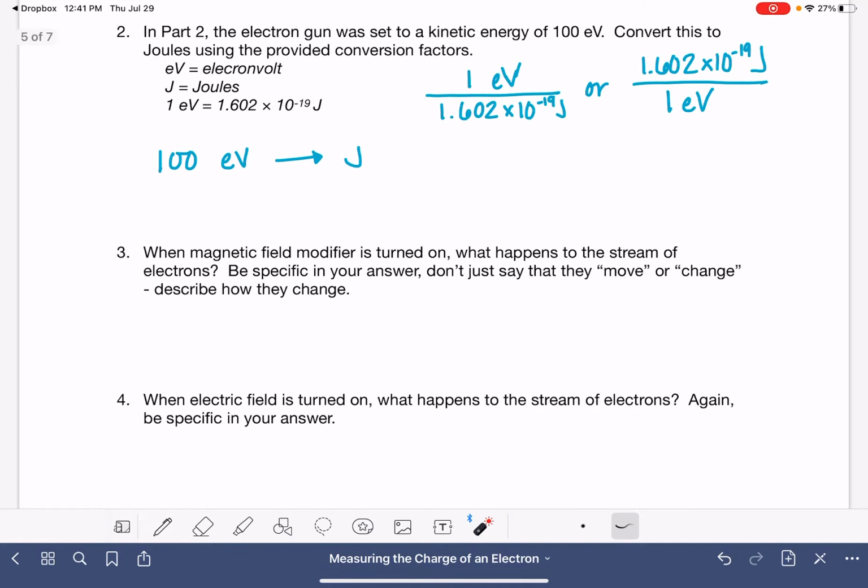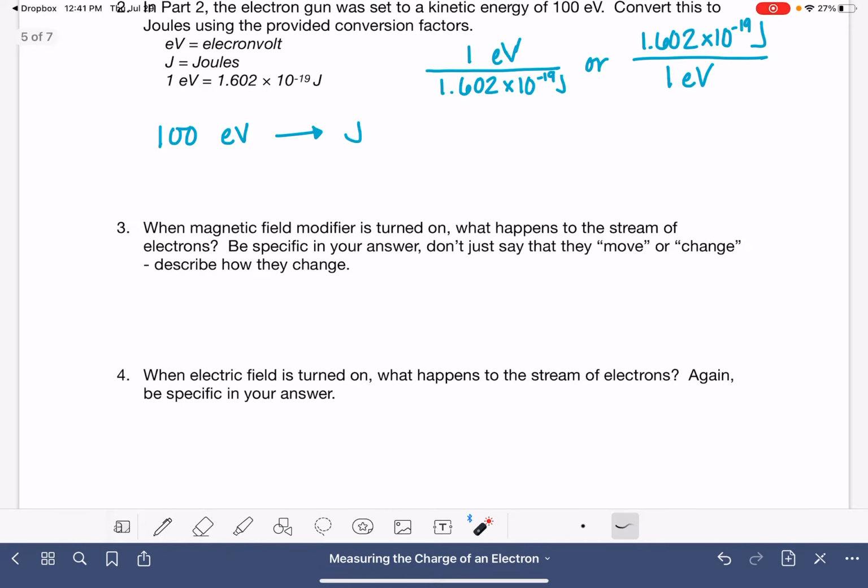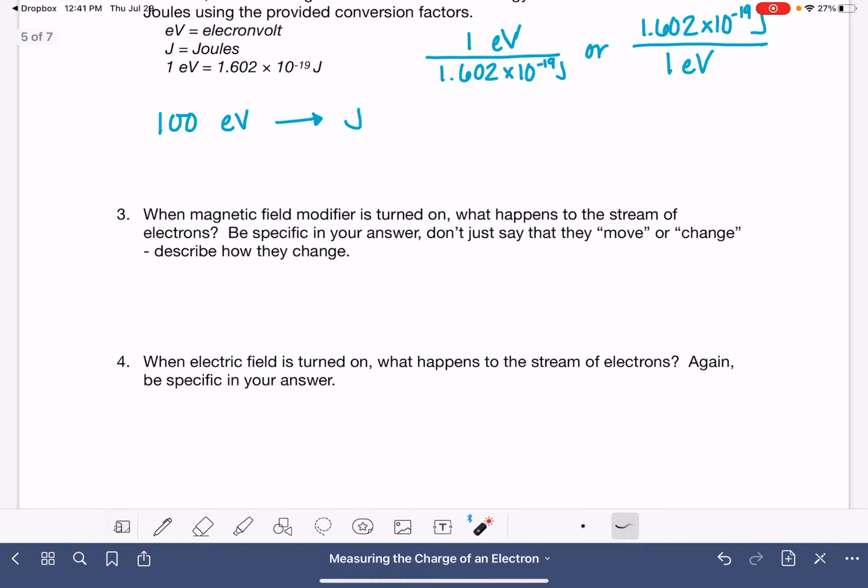Okay, so for questions 3 and 4, now you're getting into the actual data that you're collecting in the lab. This is asking you to describe something that's happening in the procedure, and it's asking you to describe what happens to the stream of electrons. The stream of electrons is going to move. It is going to change. That's not really what I'm looking for. I want to know where they are moving.